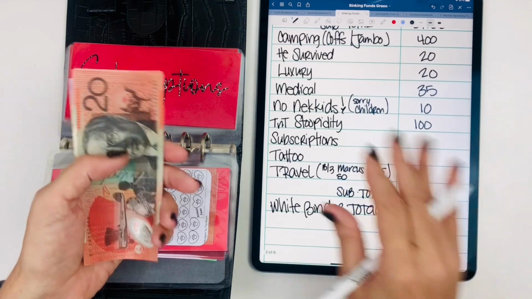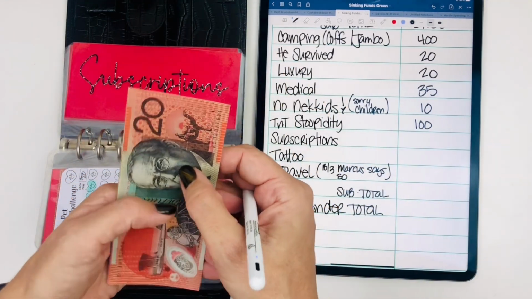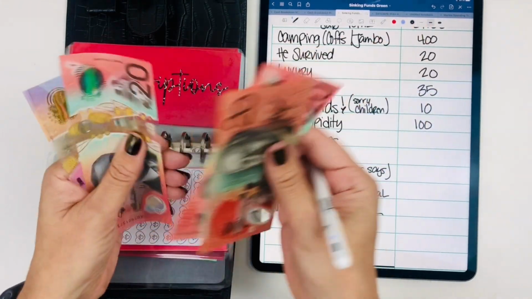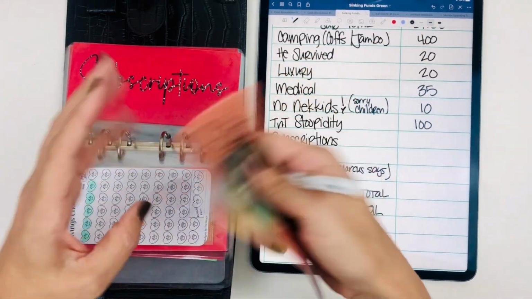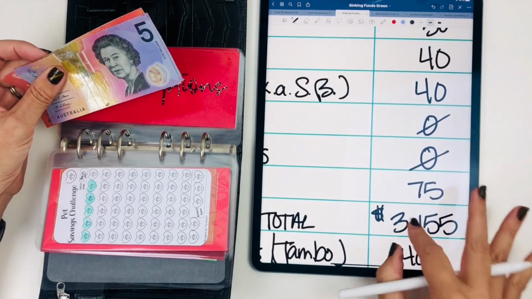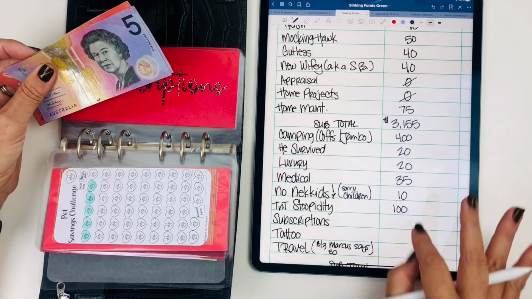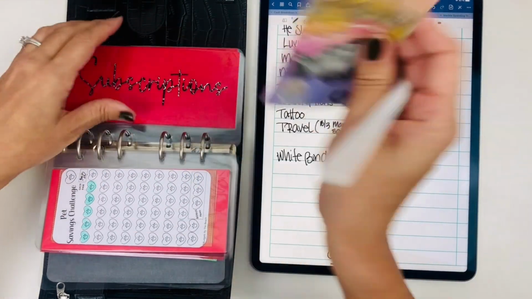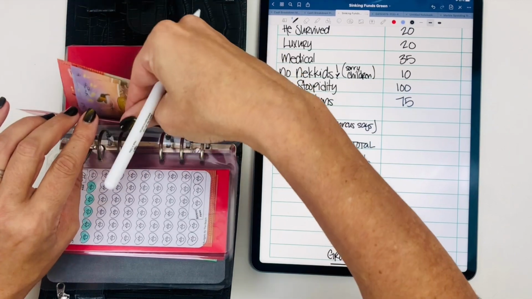Subscriptions that I have. This is another one of those adulting things. People want to charge you for services. So $20, $40, $60, $65, $70, $75 is in. Whoopsies. $75 is in the subscription fund.